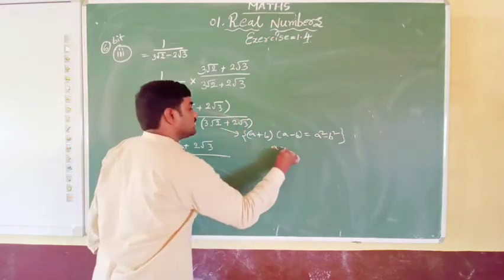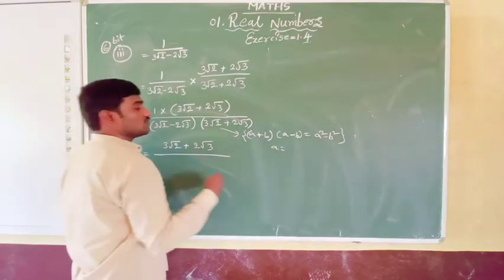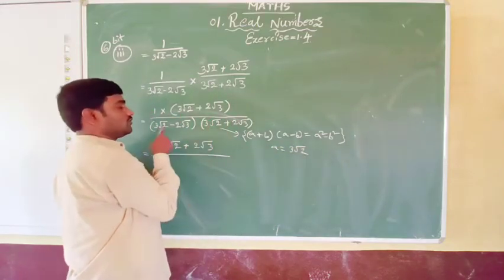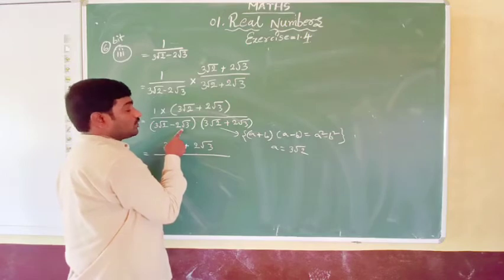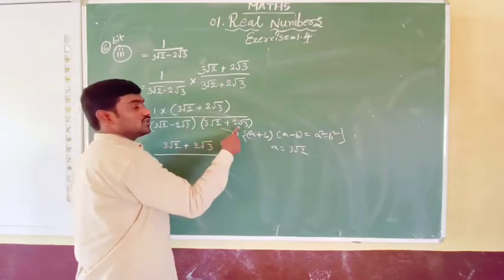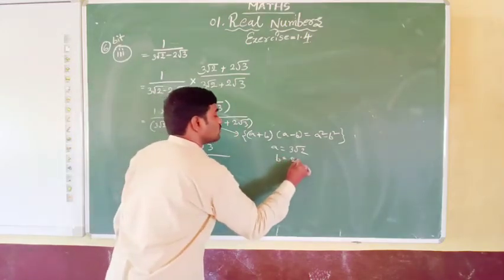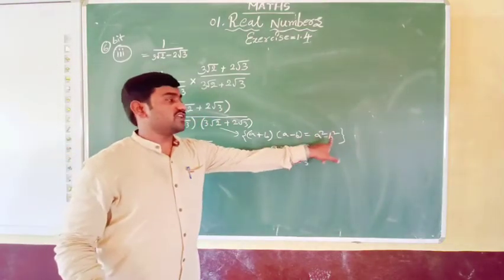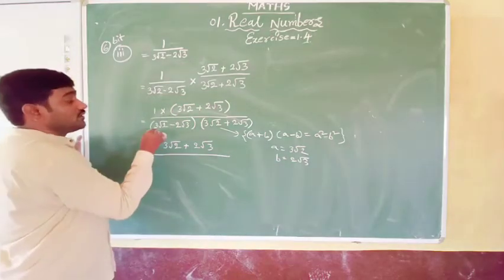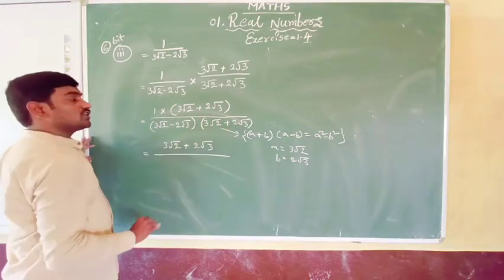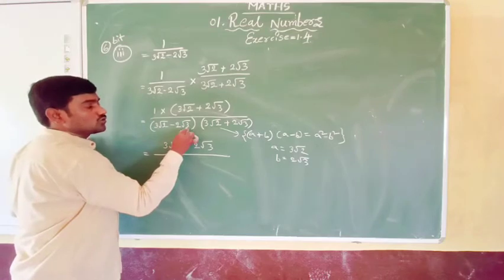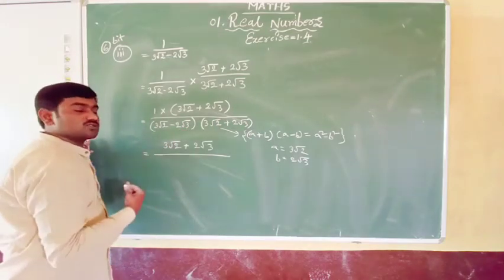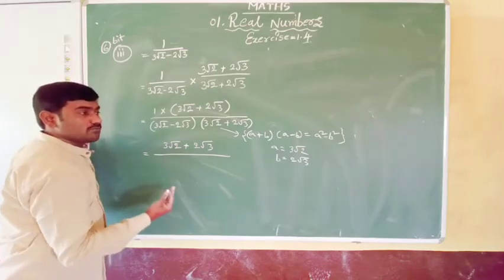Where a equals what here? In the place of a, there is 3 root 2, in both places. So a equals 3 root 2, and here there is 2 root 3, that means b equals 2 root 3. These are the values we need to substitute in the form a square minus b square. Or you can multiply with 3 root 2 both the terms, and with minus 2 root 3 both the terms. But we can directly substitute in the formula. Formulas help us do the problems in a very simple and easy way.